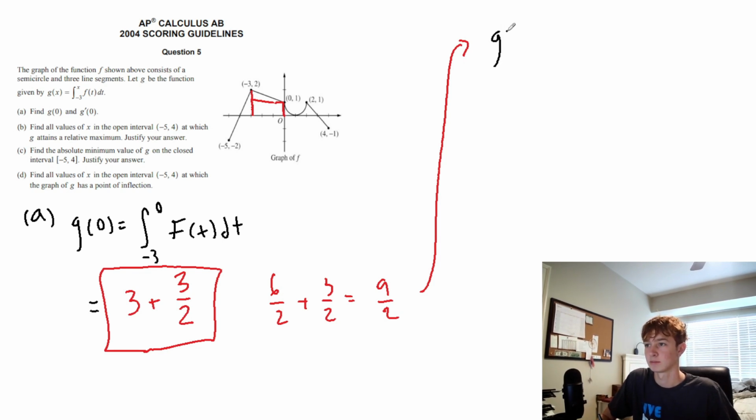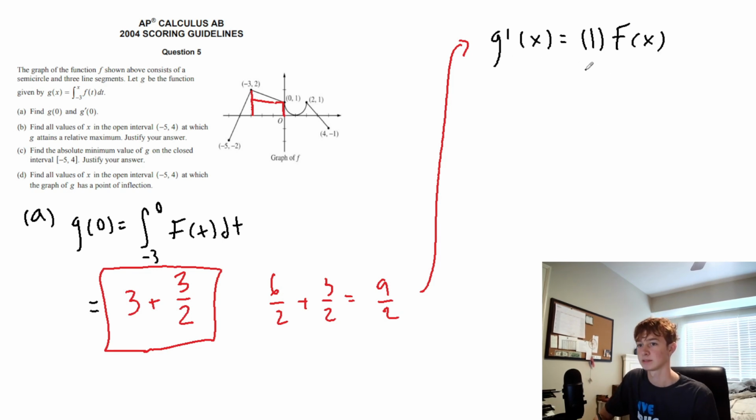So first, before we find g prime of 0, let's find g prime of x so that we can plug in 0. So g prime of x, when we have an integral like this, when it's from a number to a variable, what we do is take the derivative of this variable, which in this case is just x. The derivative of x is 1, times f of x. So g prime of x equals f of x, or 1 times f of x.